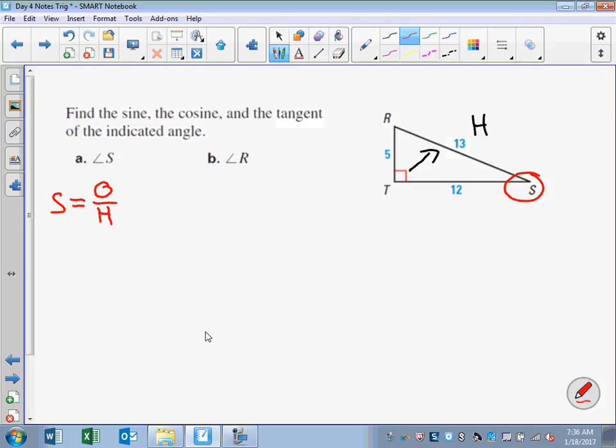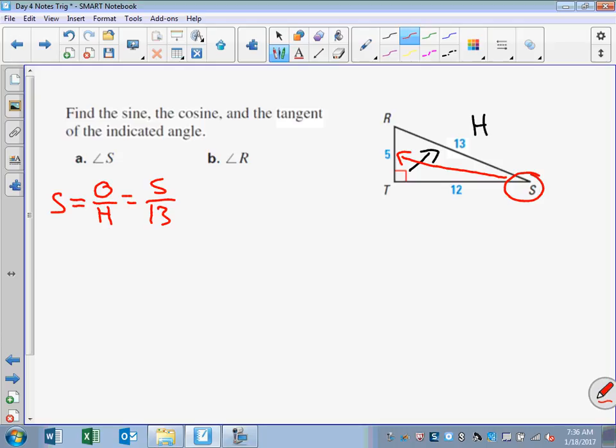So if we go back to the question, we got sine is opposite over hypotenuse. Now we just got to figure out which side is opposite of S. So if we look at the diagram, 5 is opposite. So our fraction is going to be opposite 5 over the hypotenuse, which we've already said is 13. And that's our fraction.